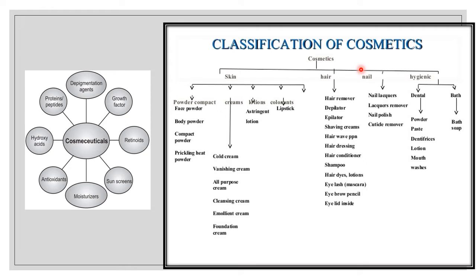So for the face, there are certain face powders, compact powders, there is baby powder, there is prickly heat powder. The creams could be foundation cream, all-purpose cream, moisturizing cream, emollient cream, makeup remover cream, vanishing cream. Lotions could be astringent in nature.